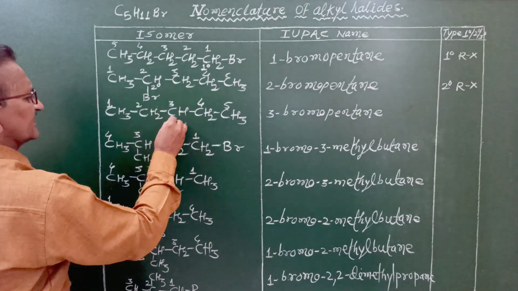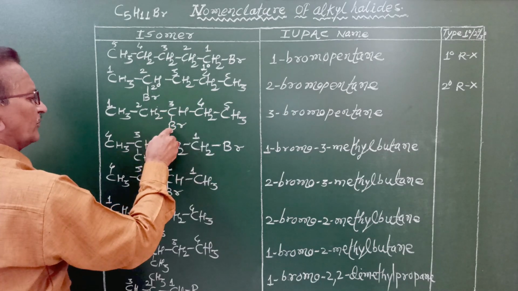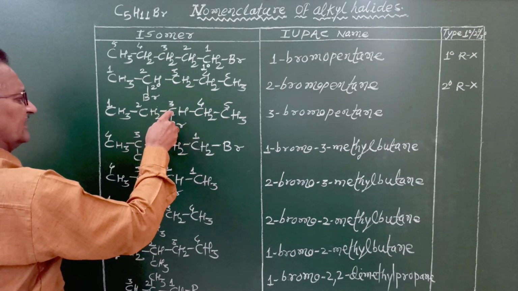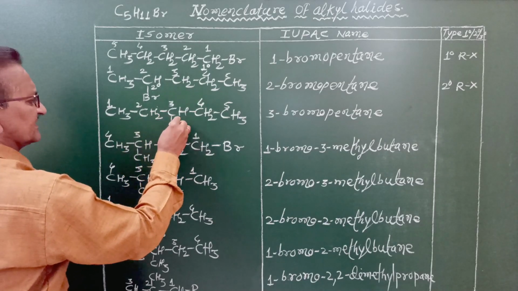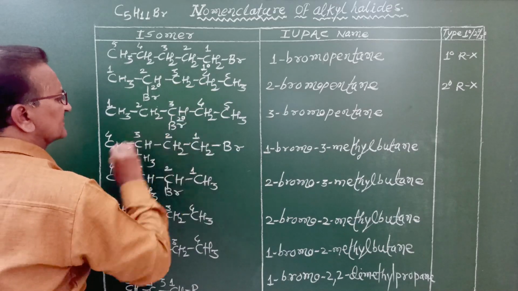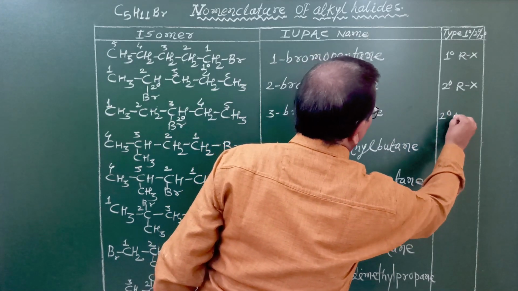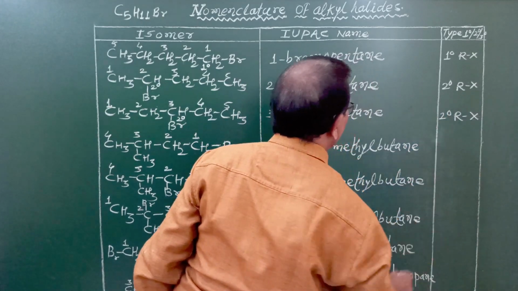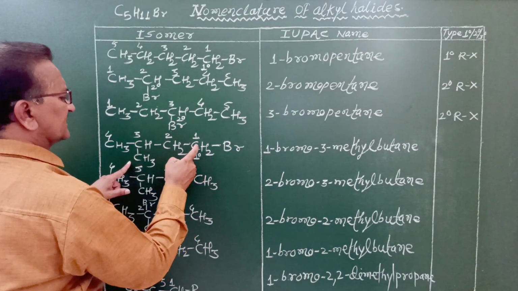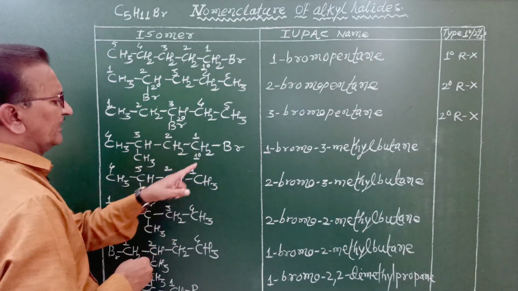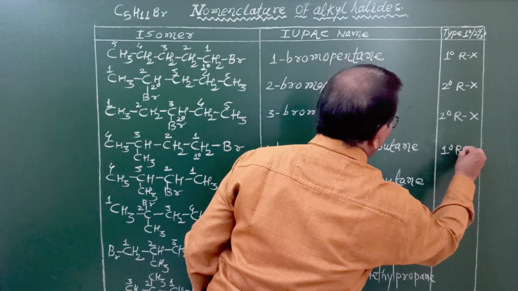Now let us see the next one. This is again 2 degree. No, this is not 3 degree. No doubt, the bromine atom is bonded to carbon number 3. But this carbon atom is bonded to other 2 carbon atoms, and that's why this is also a 2 degree carbon atom. Therefore, this is also an example of secondary alkyl halide, 2 degree alkyl halide. Now let us see this one. In this case, this is 1 degree again because this carbon atom is directly bonded to only one other carbon atom, and the bromine atom is bonded to this primary carbon atom. Therefore, this is a primary alkyl halide.